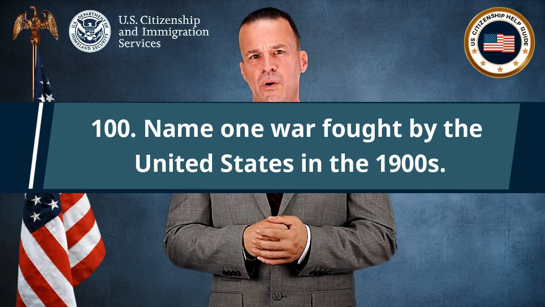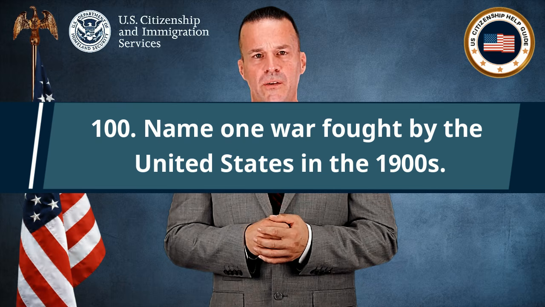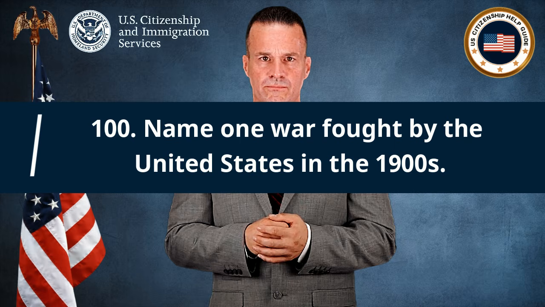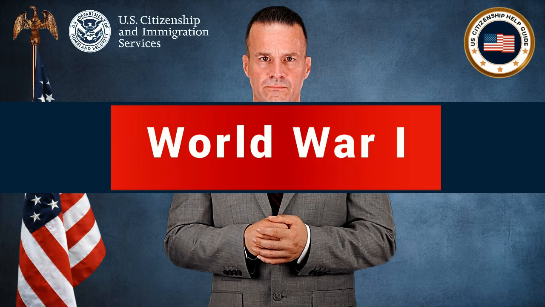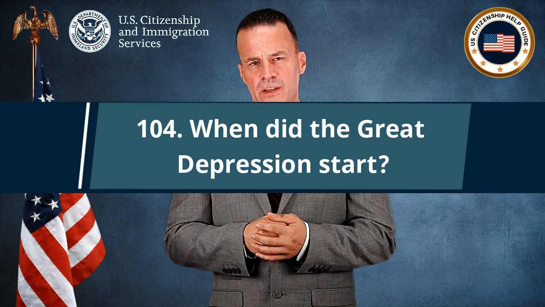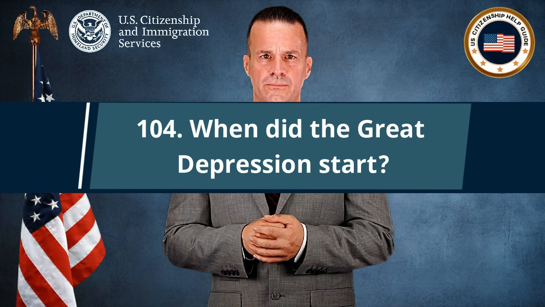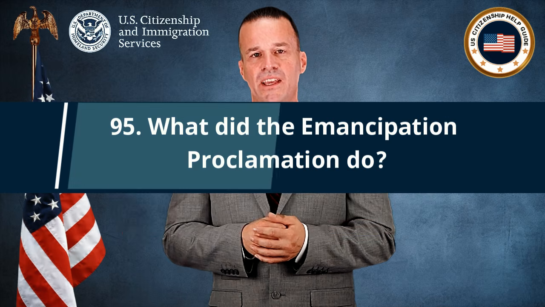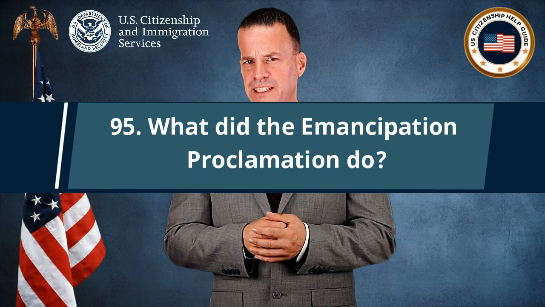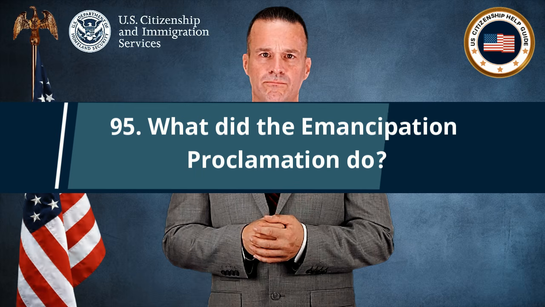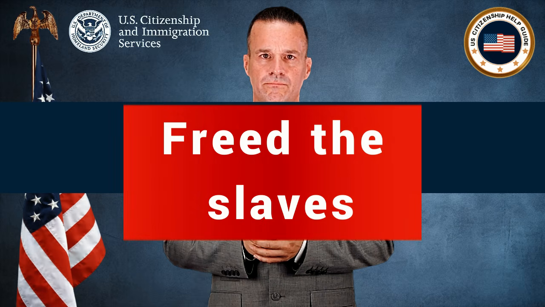100. Name one war fought by the United States in the 1900s. World War I. 104. When did the Great Depression start? The Great Crash, 1929. 95. What did the Emancipation Proclamation do? Freed the slaves.